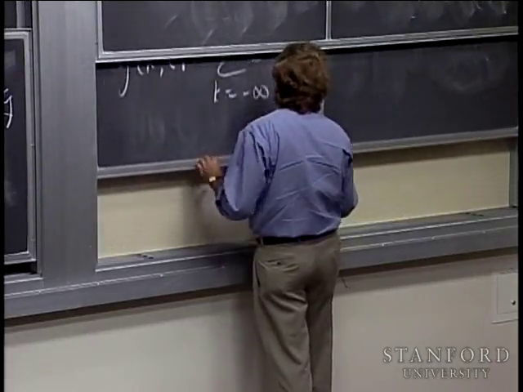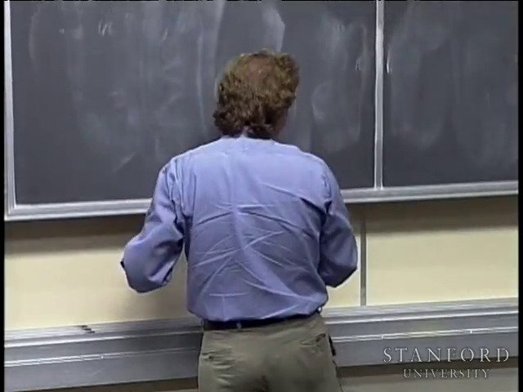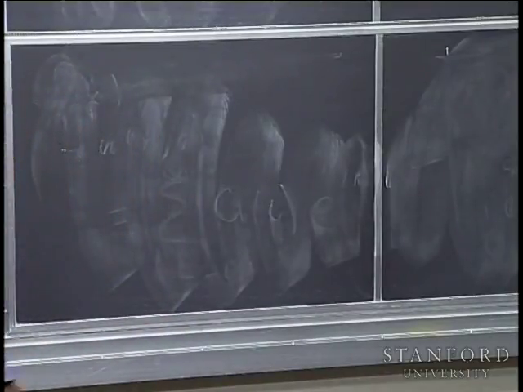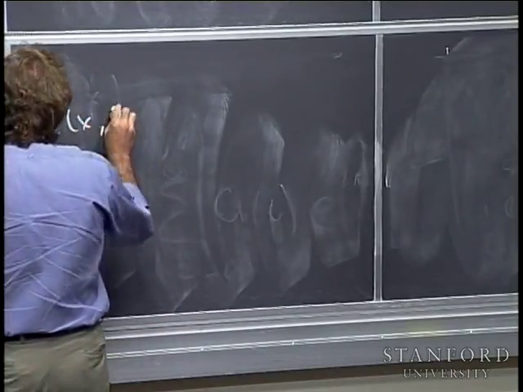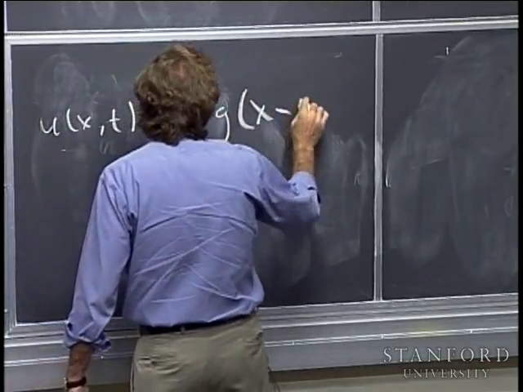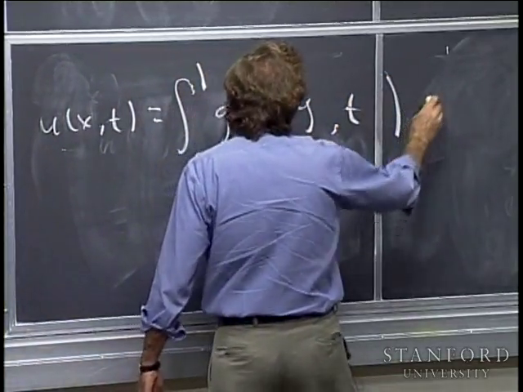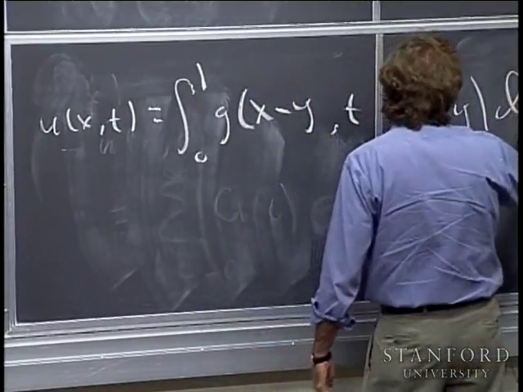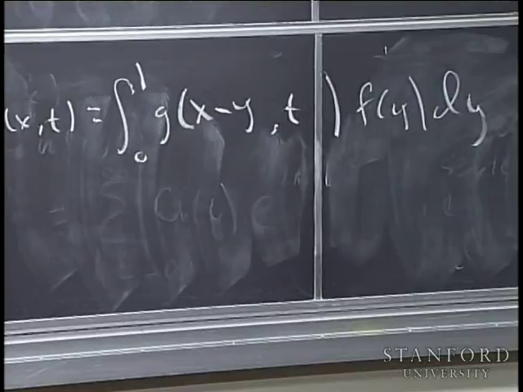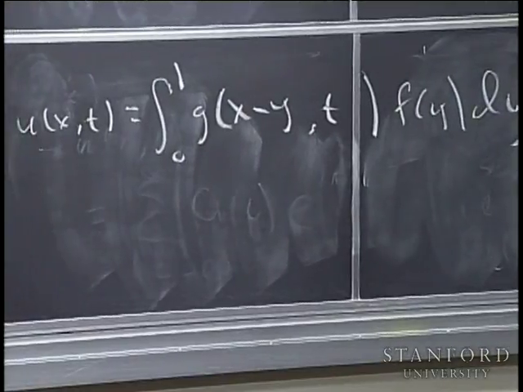Okay? All right. So the solution u appears in the following form. I just use that as a shorthand notation. The solution looks like this. u of x, t is the integral from 0 to 1 of g of x minus y, comma t, f of y dy. All right, and that's all I want to do. I promise you, I won't do any more rearranging or fiddling around. That's how I'm going to write the solution.